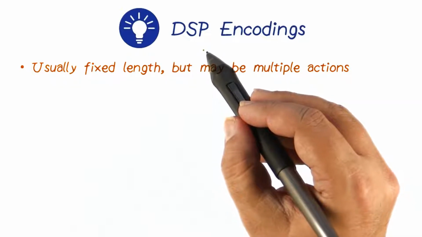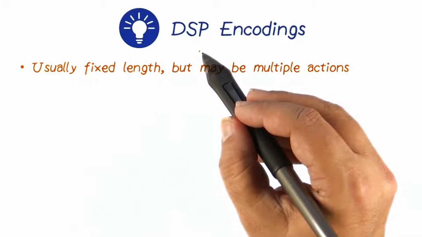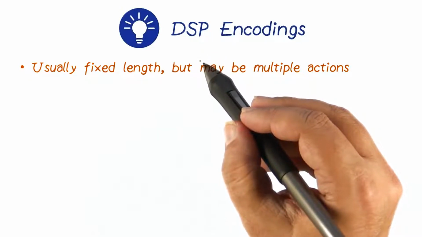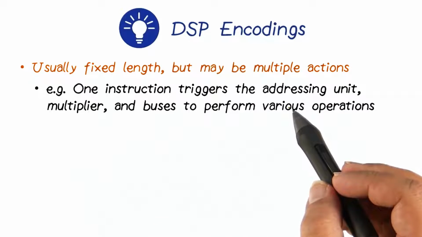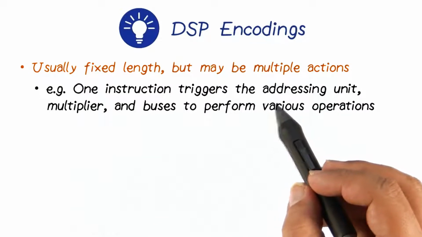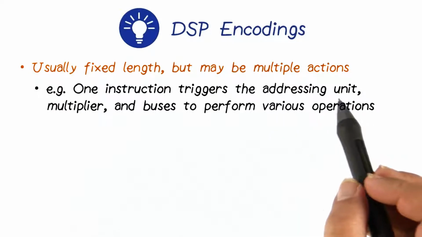So what kind of encoding do the DSPs use? Usually they are of fixed length, but they may do multiple actions during one level of encoding. For example, one of the most common operations in DSPs is called multiply accumulate. So this multiply accumulate instruction will trigger multiple activities.